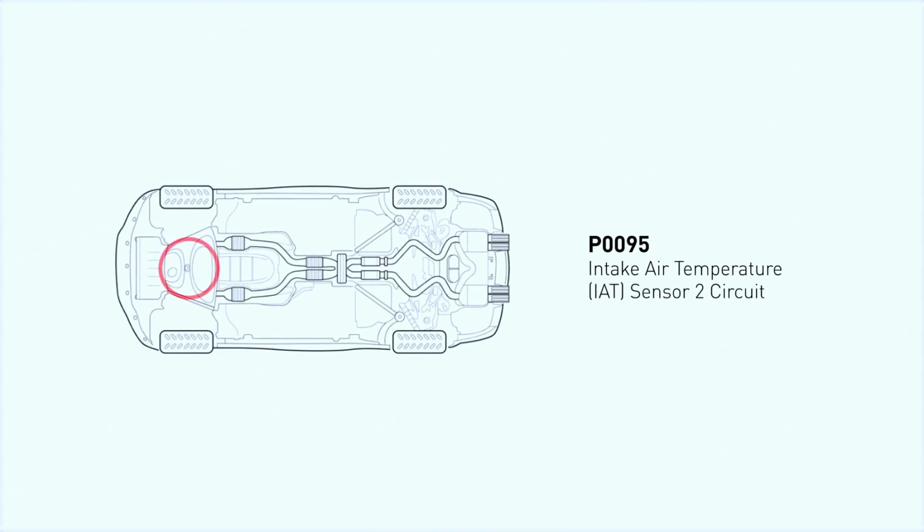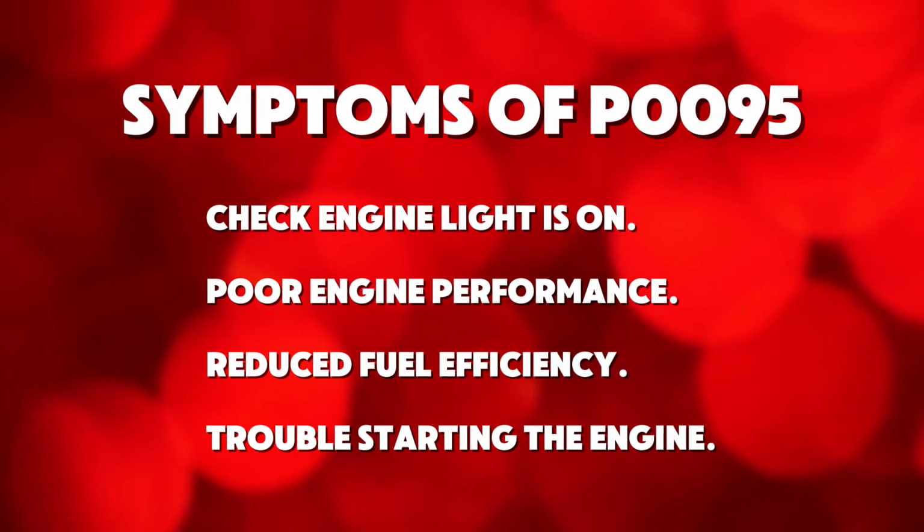The OBD2 code P0095 indicates a problem with the intake air temperature sensor 2 circuit. The engine control module, ECM, stores this diagnostic trouble code, DTC, when it detects an issue with the IAT 2 sensor.